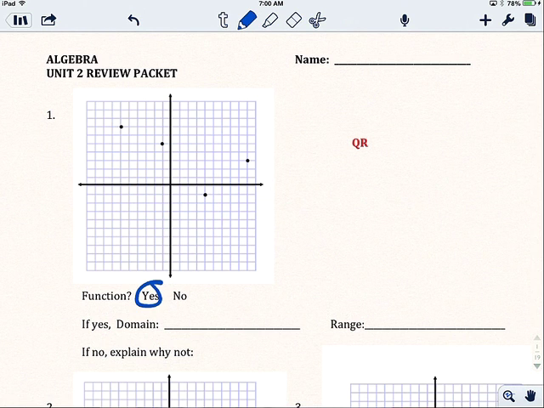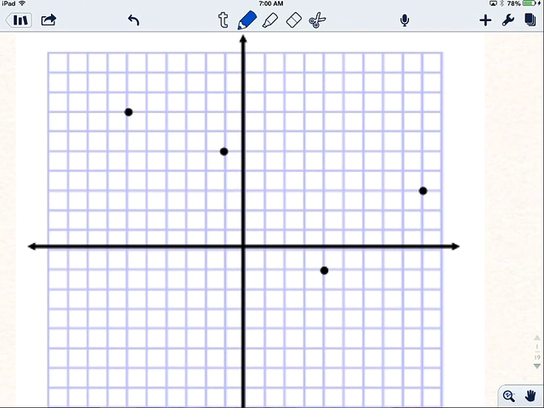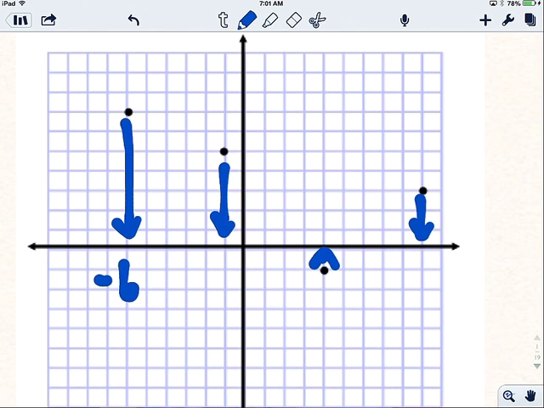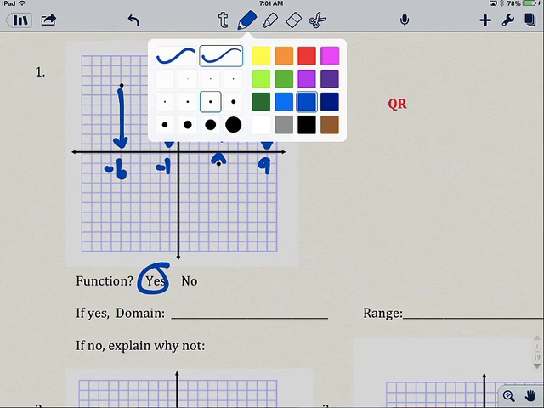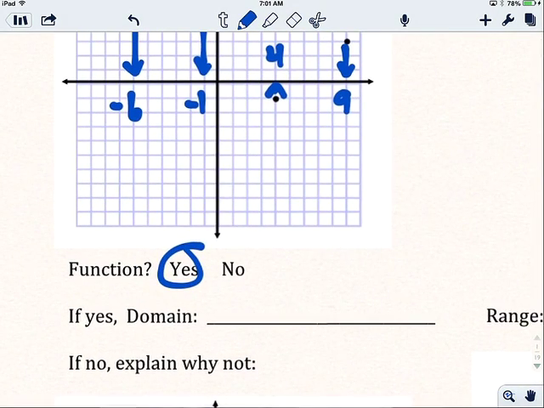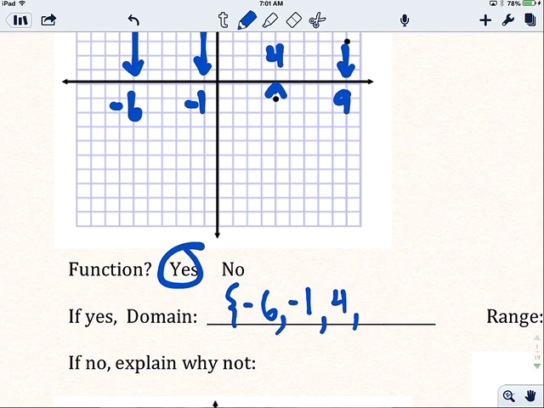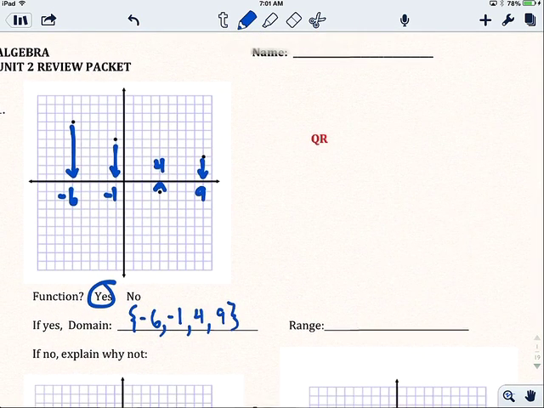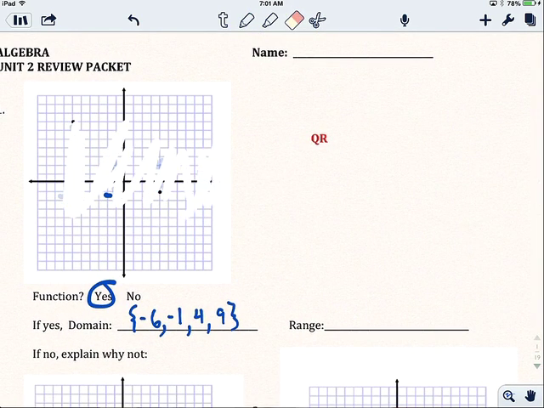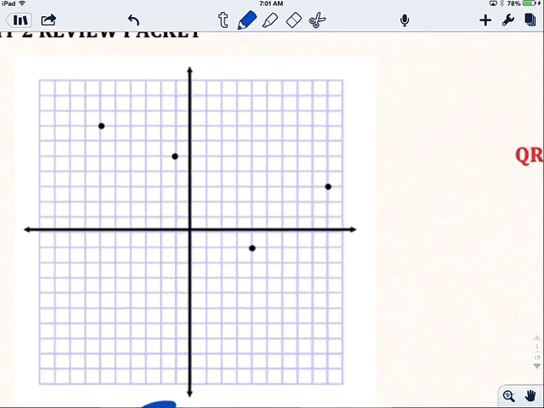If yes, I need to give the domain. So the domain is the set of all inputs. So I'm going to find all my inputs by checking where each one of these points is above the x-axis. And so this one is at -6, this one's at -1. Here we have +4, and then positive, it looks like 9. And so my domain, and remember you got to use that set notation, which looks like this, is -6, -1, 4, 9.